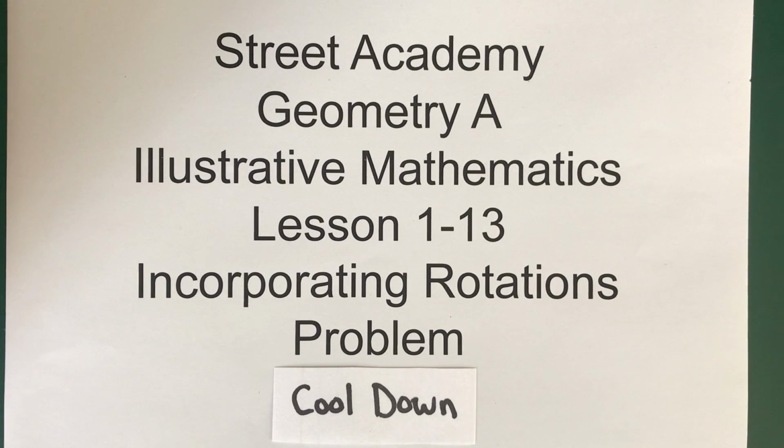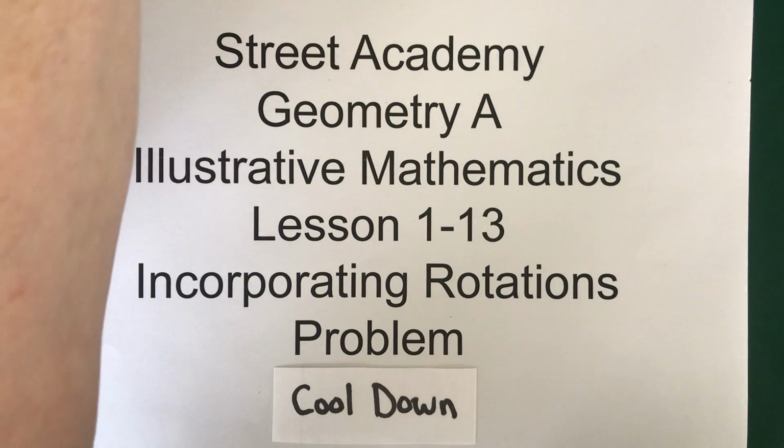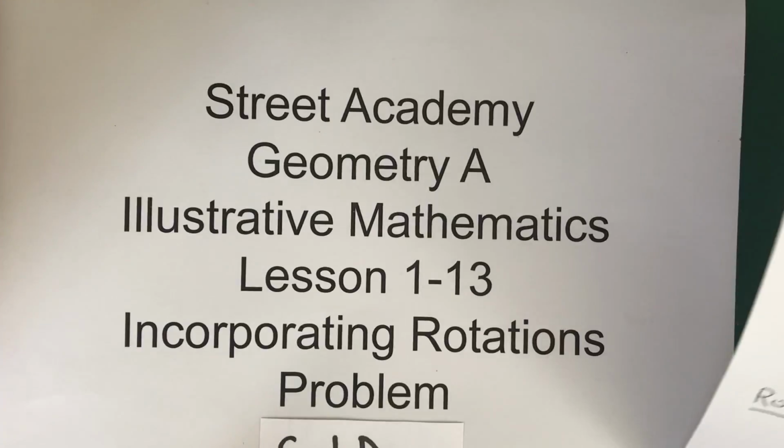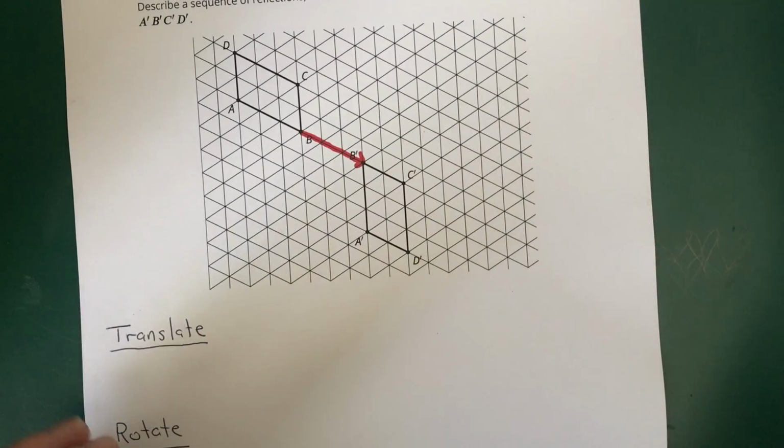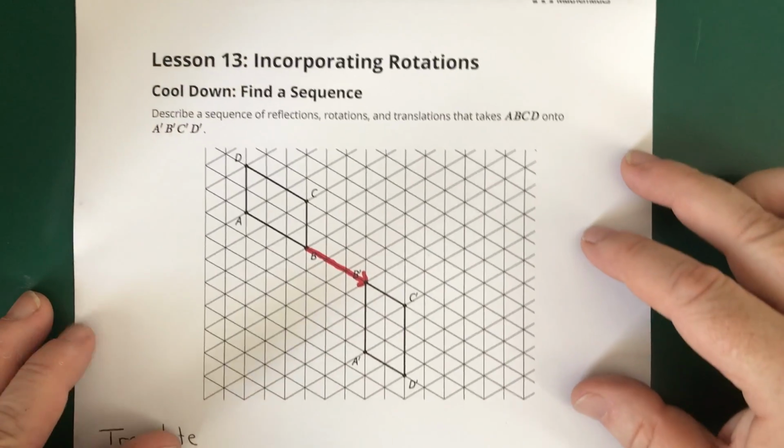In this video, we're going to learn how to precisely describe the rigid transformations that we need to move one object onto a second object to prove that they are congruent. And we're going to use the CoolDown from lesson 13 of Illustrative Mathematics.